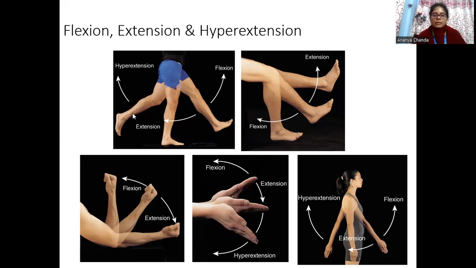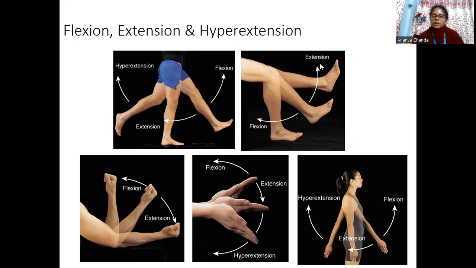So these are examples of flexion, that is the movement of the body parts away from the midline, flexion to the front side or the upside. Then extension is the movement of the body parts away from the midline to the back side. And hyperextension is the continuation of the extension movement.